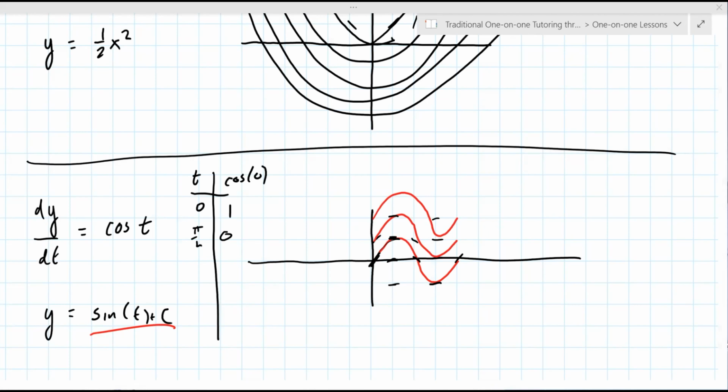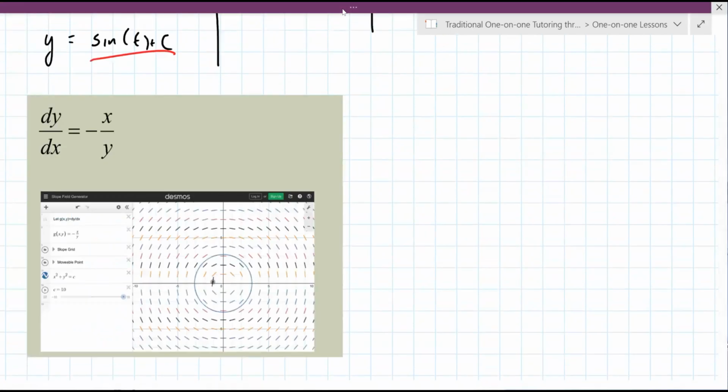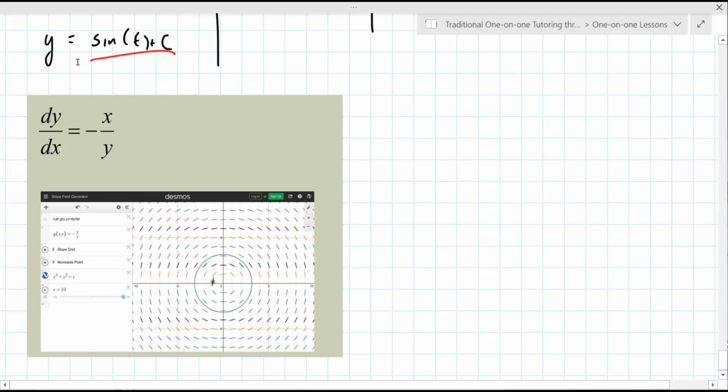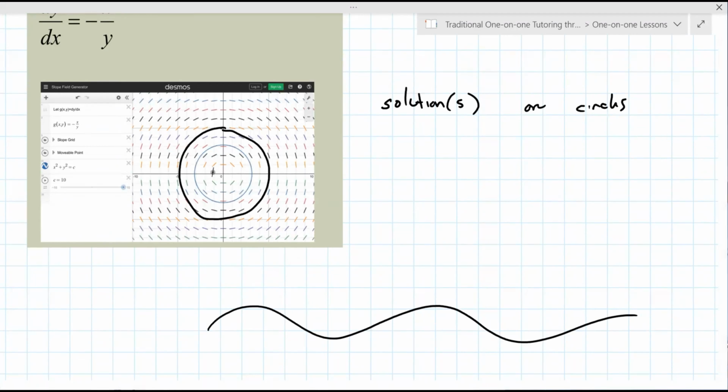This one is kind of interesting, that your instructor provided with the slope field. You may be asked to do something like this where you maybe don't determine the solution, but say what the solutions are. So here, the solutions are circles, because each one of these is a circle. You might see a slope field where it looks like oscillating things. You'd want to notice that as well.